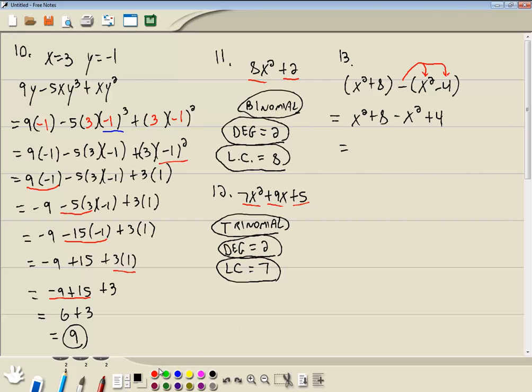Now adding and subtracting these basically means combining together like terms. Here we got an x squared minus x squared. Well, those are going to cancel. And here we got 8 plus 4, which is going to give us 12. And that's our answer.